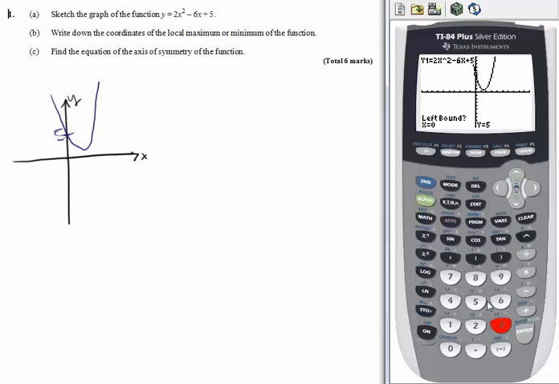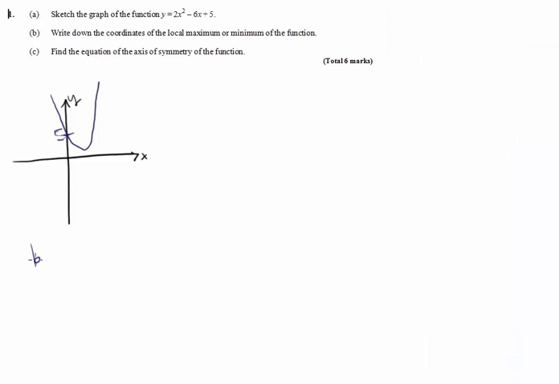So number 3, set my cursor to the left of the minimum, so there's to the left, and then remember to use the left-right arrows to move the cursor, not up-down. That won't help. There's my right bound, and we already talked about this. This should be 1.5, and then y is 0.5, and they are asking you to write down the coordinates. So for part B, you need 1.5 x and 0.5 y.